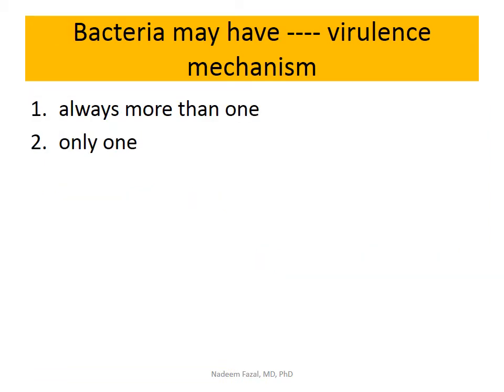Then some questions may ask, do bacteria have a virulence mechanism? Yes. Is it that they always have more than one, or only one? Well, it says only one virulence mechanism. What it suggests to you is the one dominant one. Not that the others are not there, but this is the one major one that would cause the problem, and we're going to go after that.